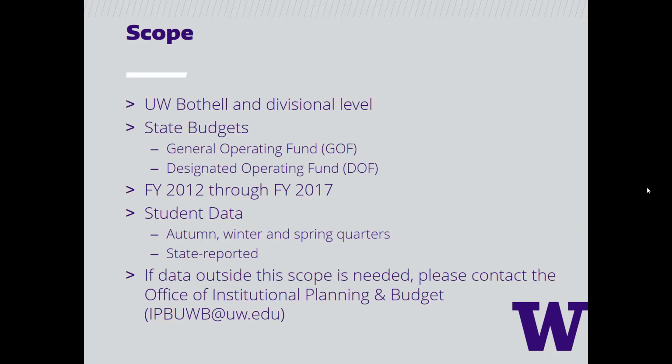The data presented will stay at a very high level, so we will focus on presenting data at the Bothell institutional level as well as the divisional levels of the campus. We will focus only on state budgets, so focusing on GOF and DOF operating funds. We will look at the most recently completed 6 fiscal years or 3 biennia, so fiscal 2012 through 2017. With regards to student data, we will focus only on autumn, winter, and spring quarters, as well as state-reported students. For any data that is outside of this scope or more detailed views, please contact the Office of Institutional Planning and Budget.